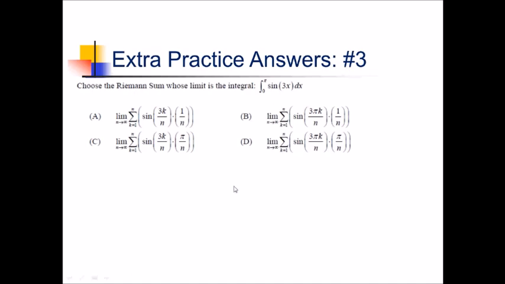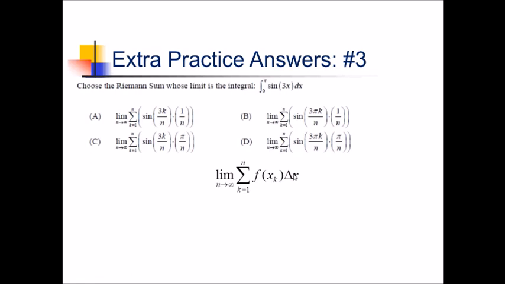On this problem, we're trying to pick the Riemann sum whose limit is this integral. So we're basically converting this into this form here. We need to pick out the xk and the delta x, and then we're going to do sine of 3 times that, essentially.